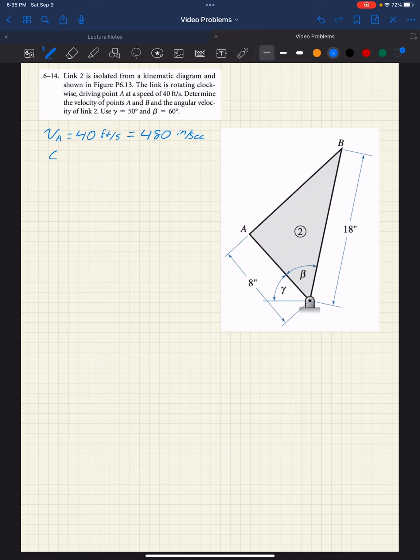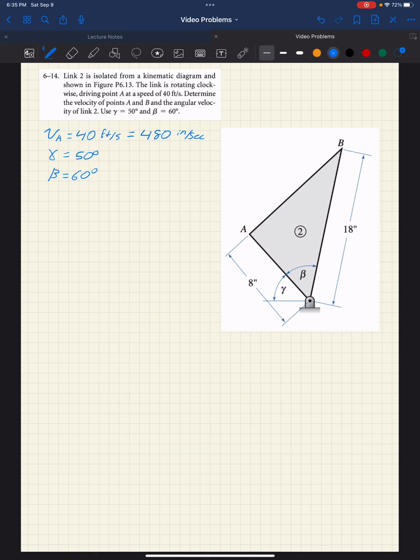We're also given gamma. Gamma is equal to 50 degrees, and beta is equal to 60 degrees.